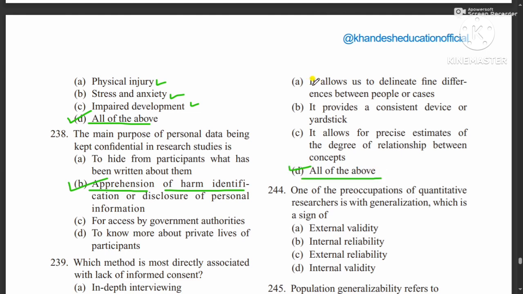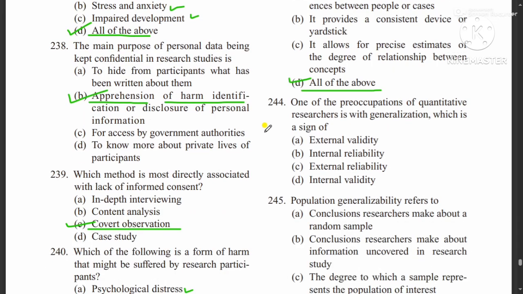Because of quantitative, it allows us to delineate finer differences between people or cases. It provides a consistent device or yardstick. It allows the precise estimates of the degree of relationship between concepts.